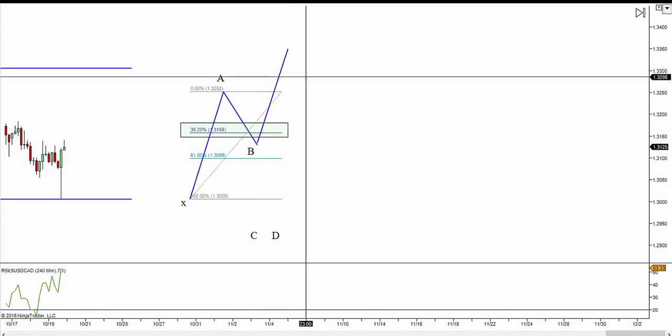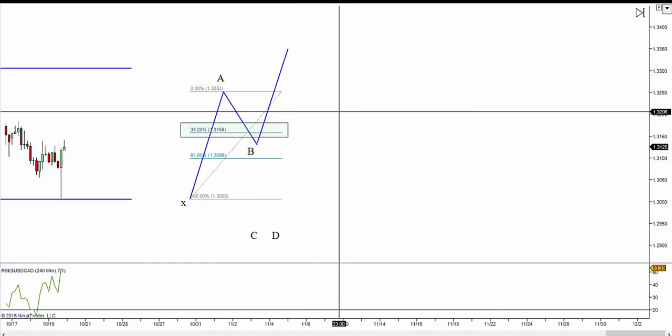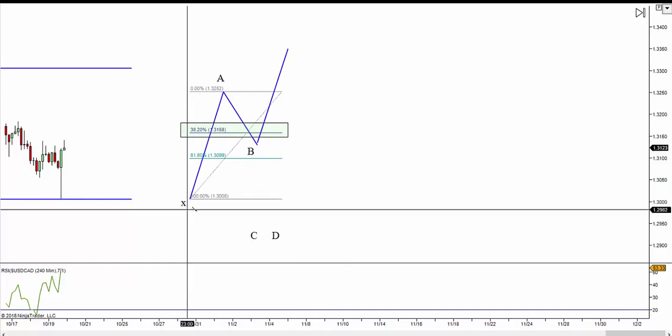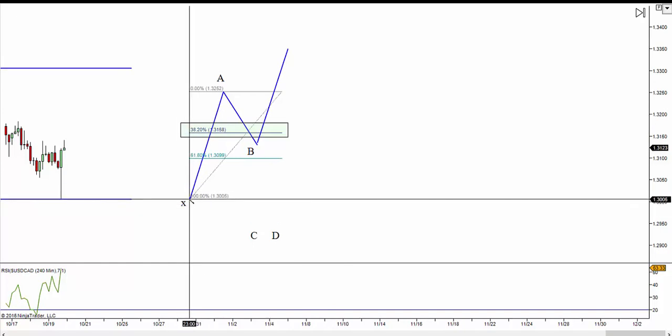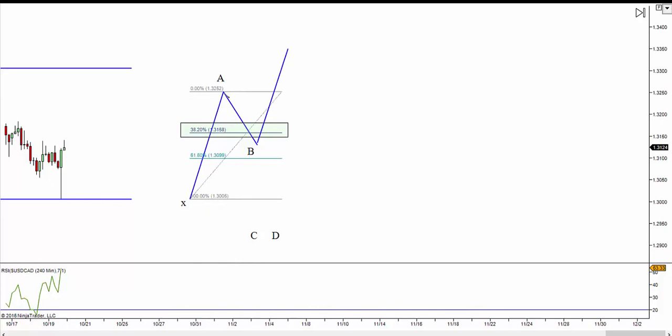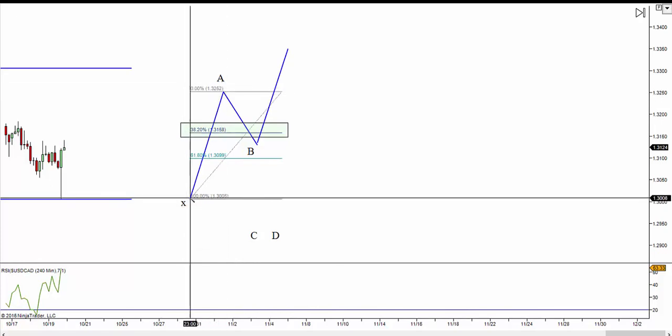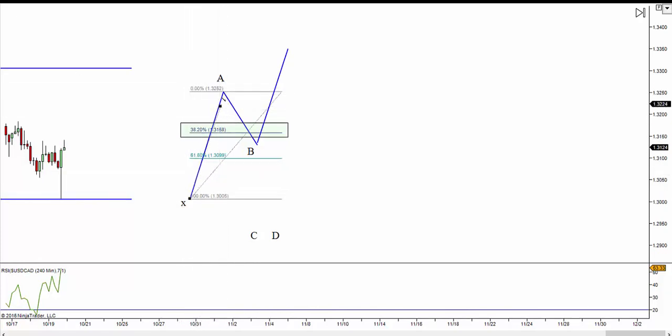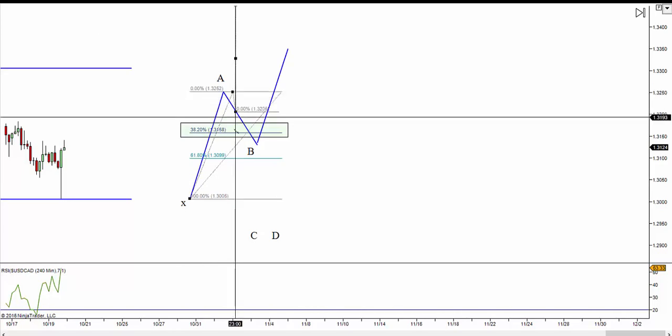Now what we're going to do is use the Fibonacci extension tool. We're going to use it from the X point, the low point, up to the A, the swing high. So we're going to go from X to A and back down.